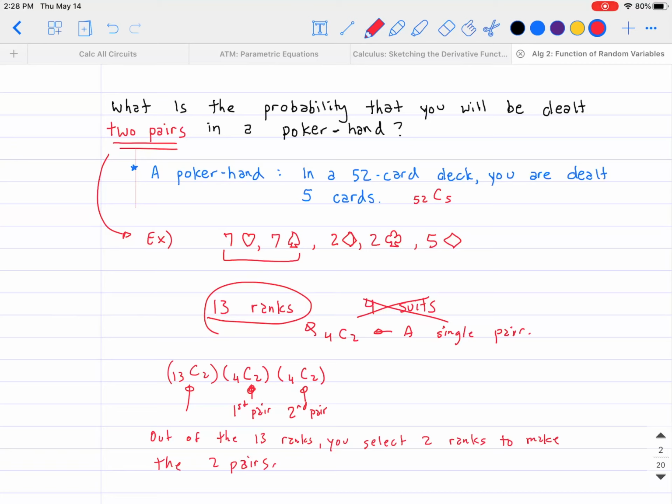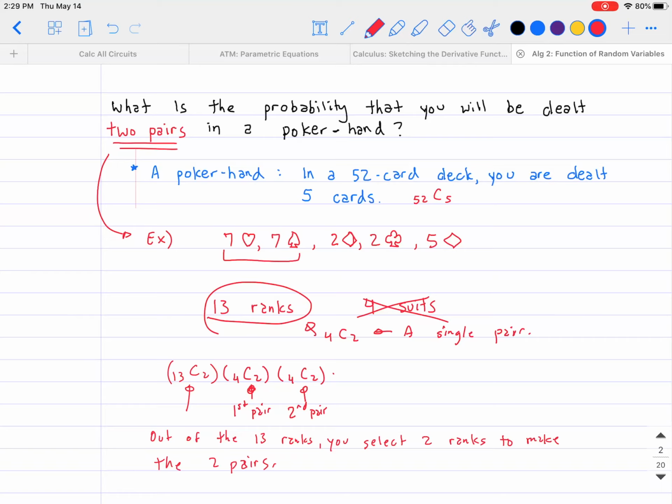Okay, and again, it's a combination because the order doesn't matter when you get the pair, so long as you get the pair. So the setup I have right now, 13C2 times 4C2 times 4C2, will allow me to look at the two pair scenario. Remember, you still have one more card that you're supposed to select, so that means I need to have another event set up for this one.